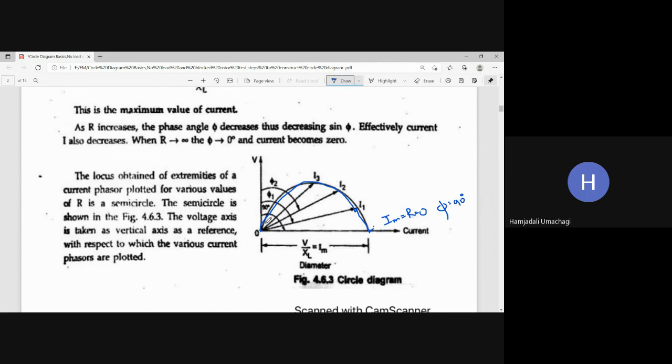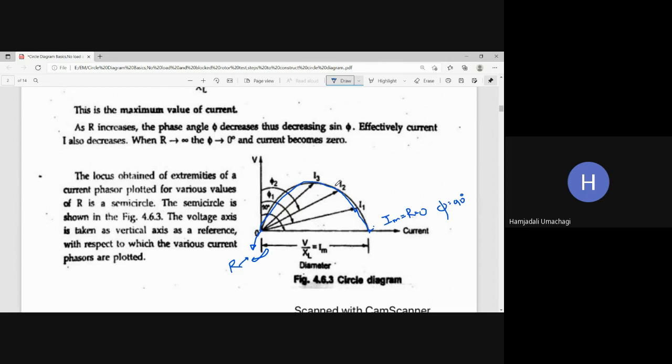till as you keep on increasing the resistance, here resistance will be approaching infinity. As resistance is approaching infinity, then power factor angle phi will become equal to 0, then proportionally current will become 0. So here at this point current is maximum, and here current is minimum, that is 0. Then in between we have different current values, that is current phasor I1, current phasor I2, current phasor I3 for different power factor angles.